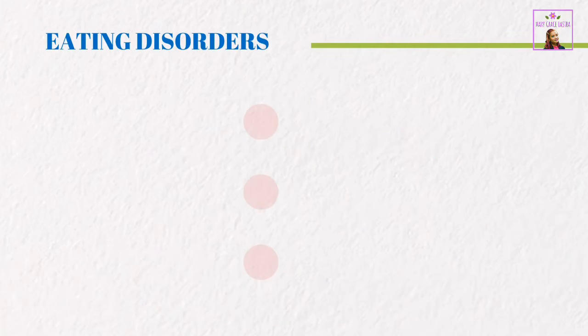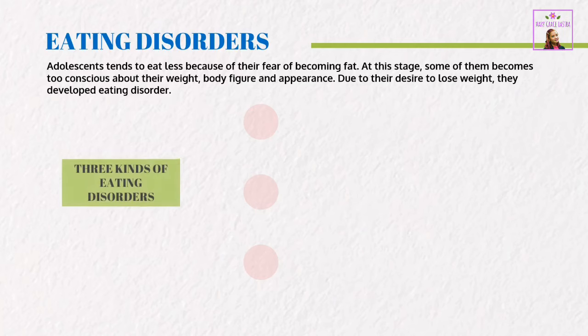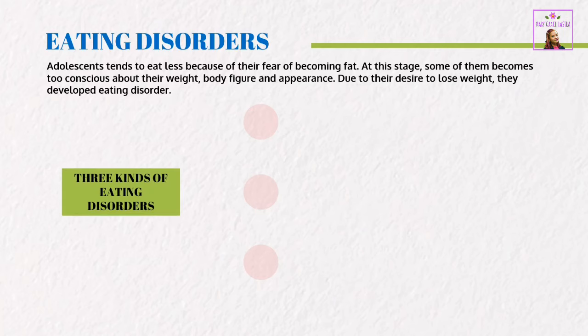Eating disorders. Adolescents tend to eat less because of their fear of becoming fat. At this stage, some of them become too conscious about their weight, body figure, and appearance. Due to their desire to lose weight, they develop eating disorders. There are three kinds of eating disorders.